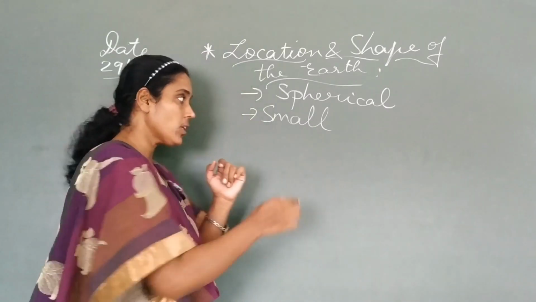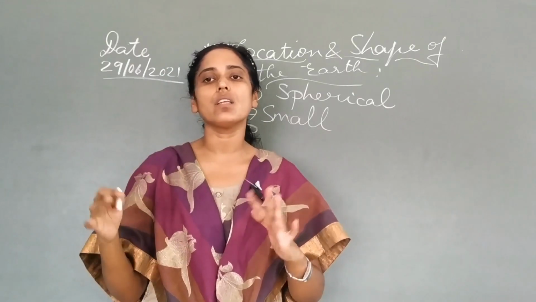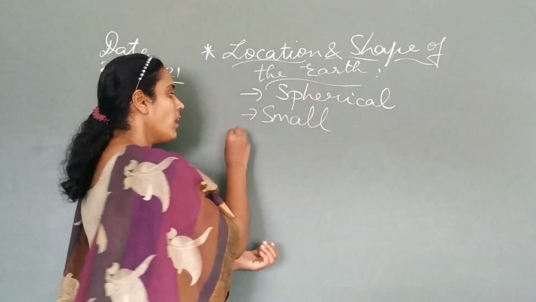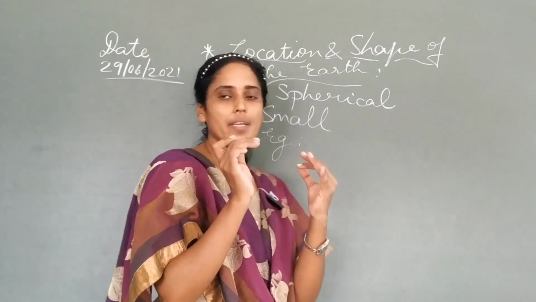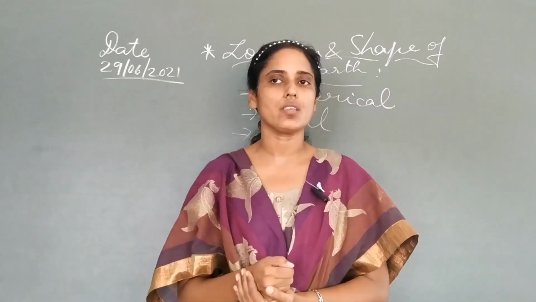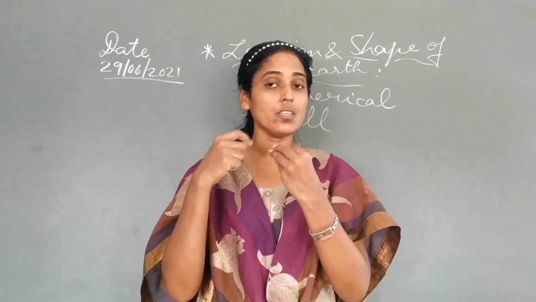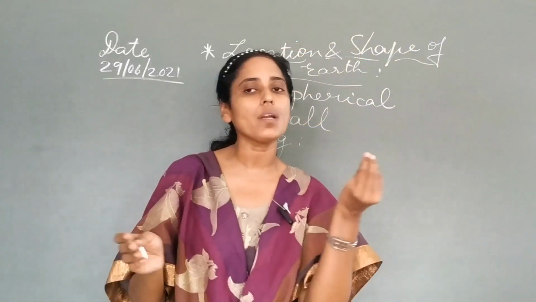The example given in the textbook is, for example, you have a broken earthen pot with you. Students, in your textbook we have an example of a broken earthen pot. If an earthen pot is broken and we hold only one piece of it in our hands, can we understand the shape? Can we imagine the shape of the whole pot? No, students. Why? Because we are holding only one broken piece of it, one broken part of it.